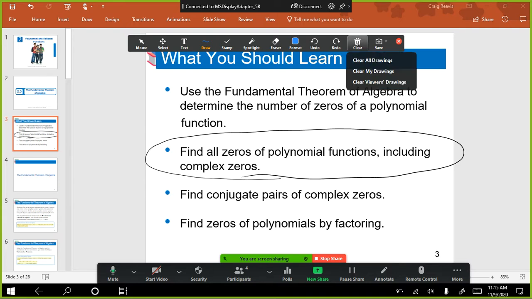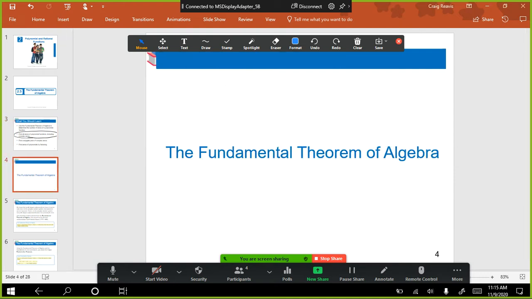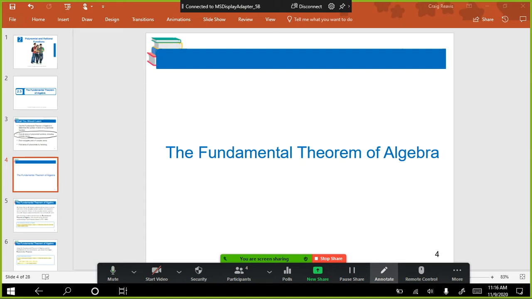Clear all drawings. I don't know why that's not clearing. Maybe it's just staying with that. I don't know.